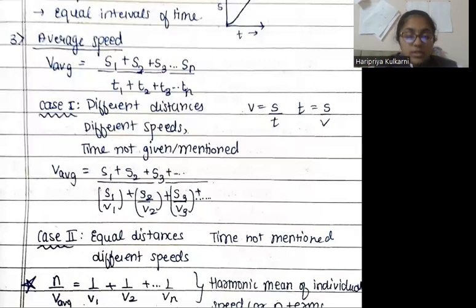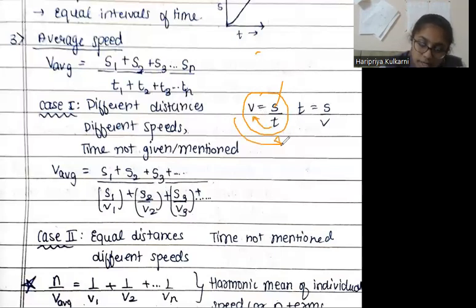Right? So in case one, what is that case one? It is, if we have different distances and different speeds, and time is not mentioned, then how to find average velocity? So we have this formula, that speed is equal to distance by time, right? Here distance is represented by s. So I'll take this time over here, and this velocity will come over here. Then I will get a new equation, that is time is equal to distance by velocity, right?